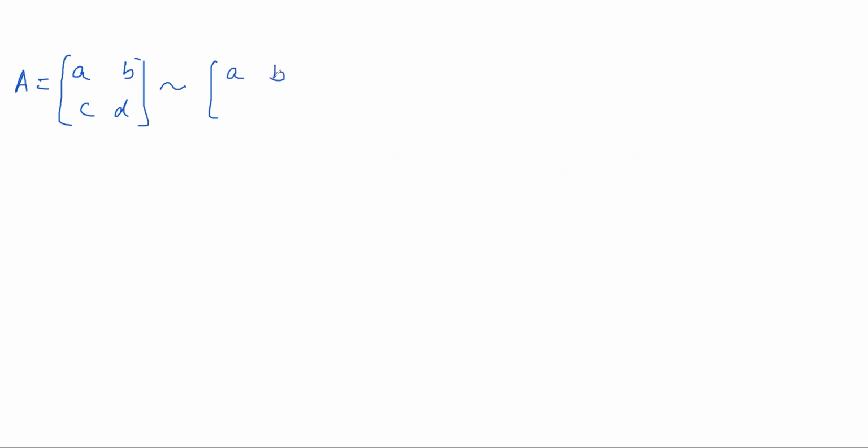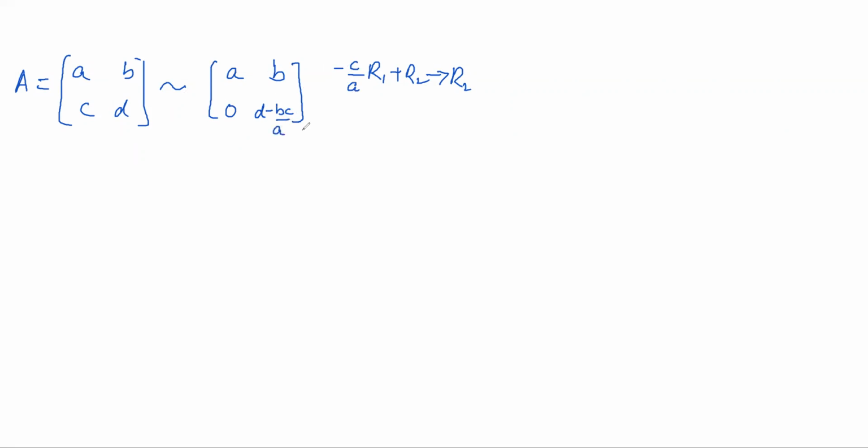It will be A, B, and then we multiply this by minus C over A. For the first row, we take minus C over A times row 1 plus row 2, and that will be the new row 2. So in this case, what we get is 0 over here, and then B times minus C over A, so it will be minus BC over A plus D. So D minus BC over A.